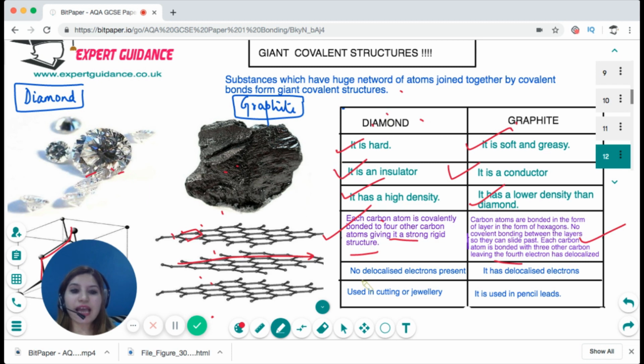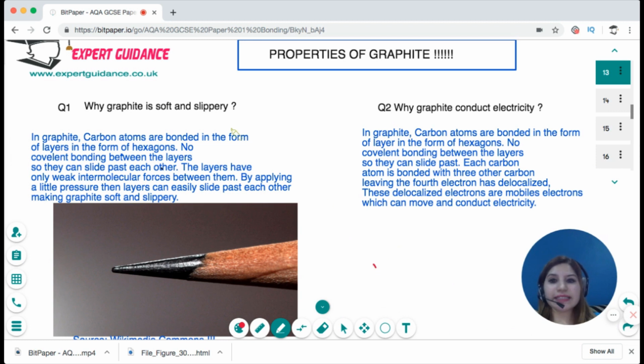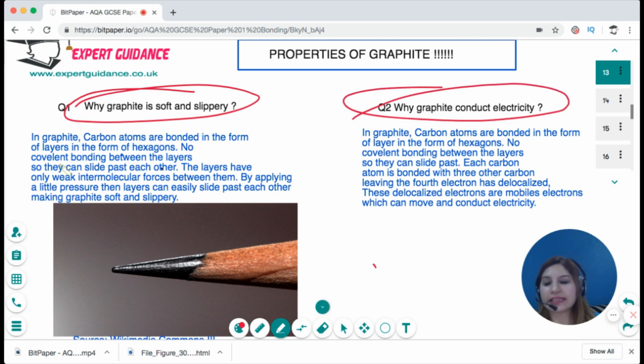So diamond has no delocalized electrons and is used in cutting or in jewelry. Graphite has delocalized electrons. It is used in pencil leads. Okay, so I hope the structure of diamond and graphite is clear to you. Now they can ask you this question: why graphite is soft and slippery, or why graphite conducts electricity. So in graphite, carbon atoms are bonded in the form of layers, in the form of hexagons.